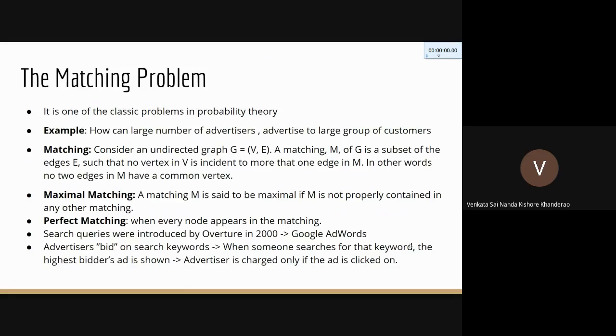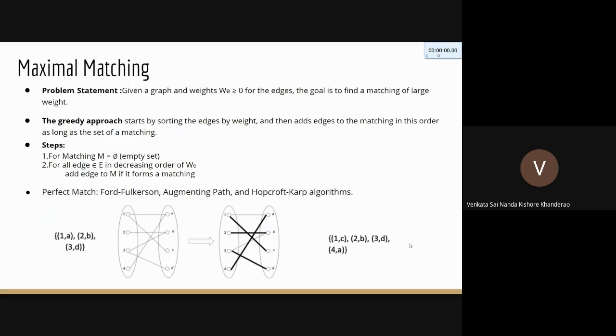When it comes to types of matching, we have maximal matching and perfect matching. The matching is said to be maximal if M is not properly contained in any other matching, and the matching is said to be perfect when every node appears in the matching. The matching problem was first implemented by Overture in the 2000s, and it is called Google AdWords. The way it works is advertisers bid on a search keyword, and when someone searches for that keyword, the highest bidder's ad is shown, and the advertiser is charged only if the ad is clicked on.